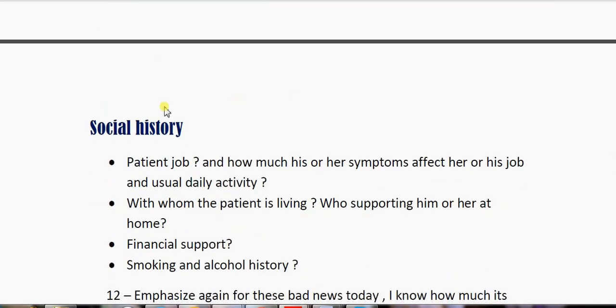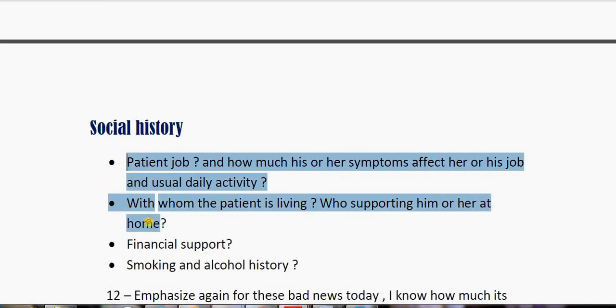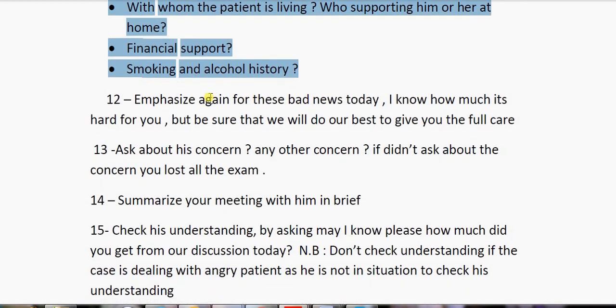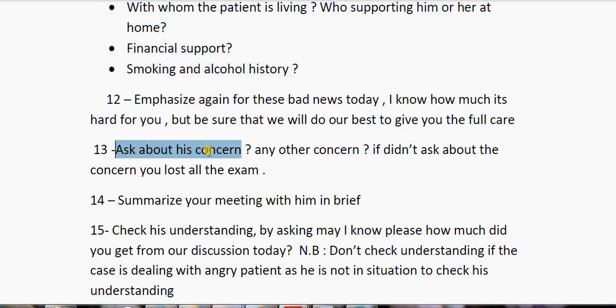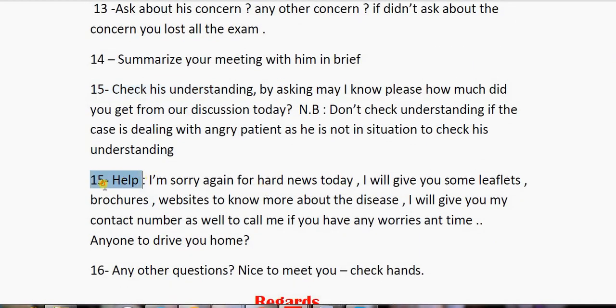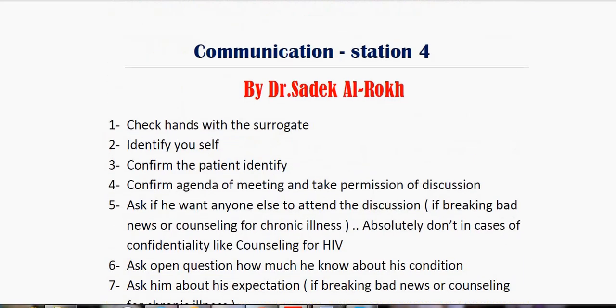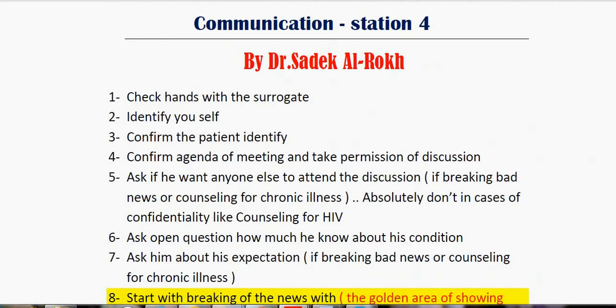Then I'll take social history, including the four questions we talked about. Then I write emphasizing again. I'll ask about the concerns. I'll do a summary of our discussion, check understanding, and help. Now I wrote the headlines that I'm going to discuss with the patient, not to forget something important. Now I'm going to present the case.